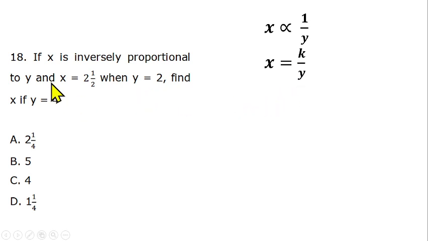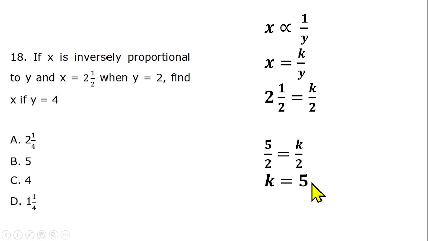Then our x is 2.5. 2.5 is equal to k over y, y is 2. Change this one to improper fraction. You have 5 over 2 equals k over 2. So that means 2 will take care of 2, or if you want to do it step by step, you can cross multiply here. So k will be equal to 5.